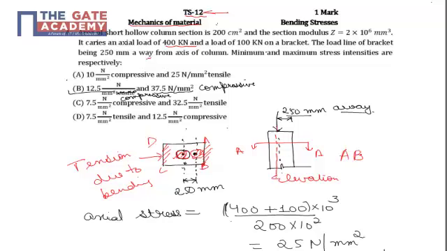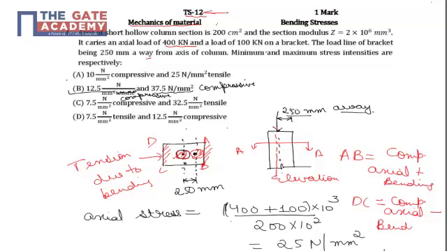AB will be having total compressive stresses, that is compressive because of axial plus bending. Whereas if we talk about side DC, it will be having compressive axial stresses minus bending, because bending stresses at face DC, which is far away from the action of loading of 100 kilonewton, will be tensile. So we have to find out what is the maximum value and minimum value.